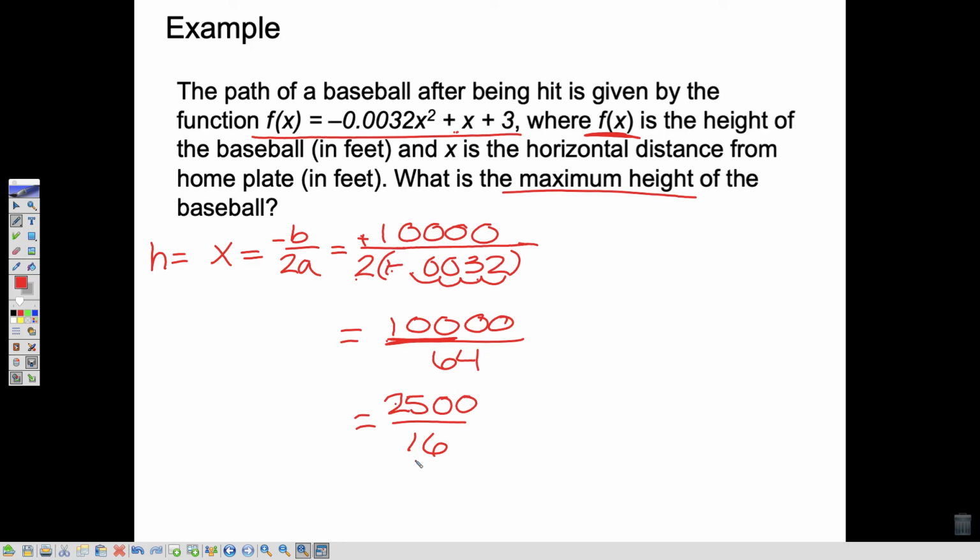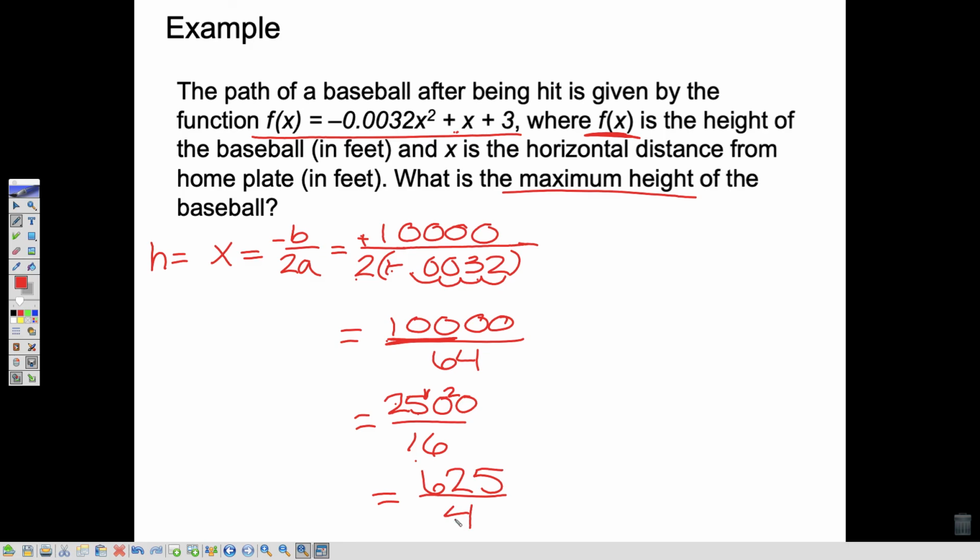4 goes into here, yes? 4 goes into 25, how many times? Six, and some left. 4 goes into 10, how many times? 2, with 2 left over. 4 goes into 20, how many times? 5. So I have 625 over 4, and 625 is not even. Now I actually can do 625 divided by 4 without a calculator, and so can you.